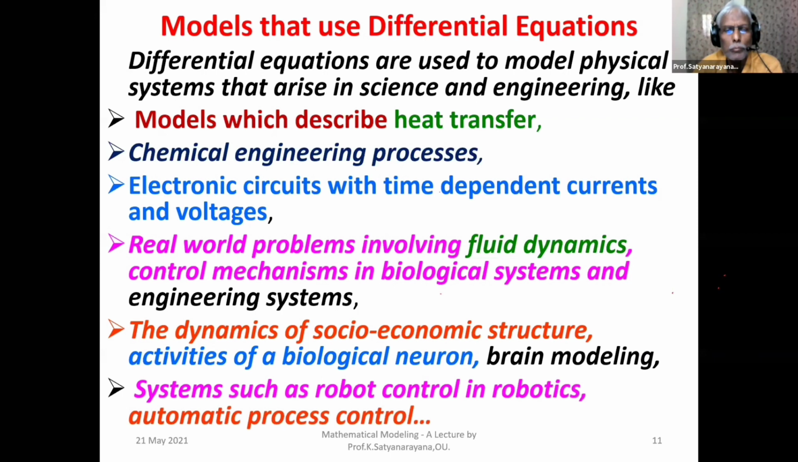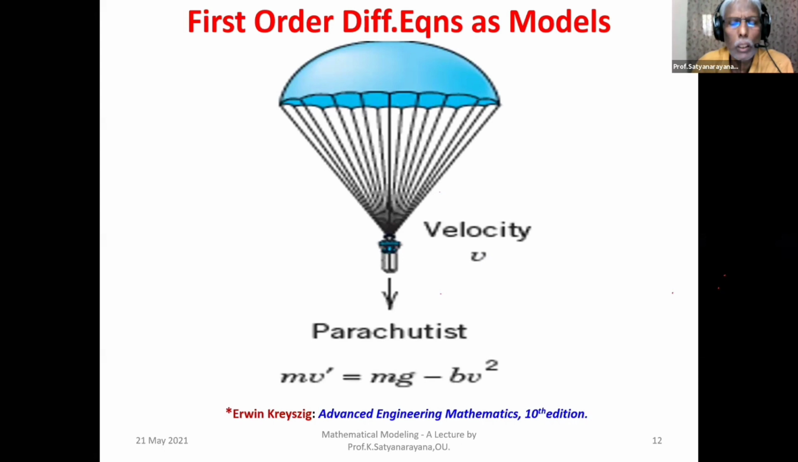First order differential equations are used as models. One example is to get the velocity of a parachutist, where you use a first order differential equation, m dv/dt = mg - bv², and it is a non-linear differential equation.